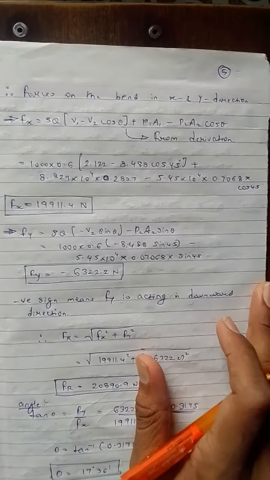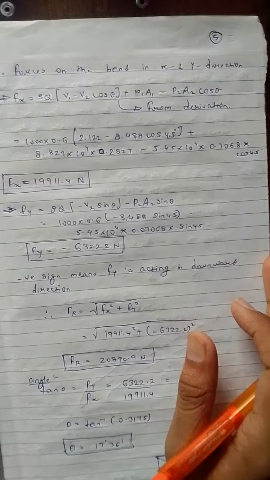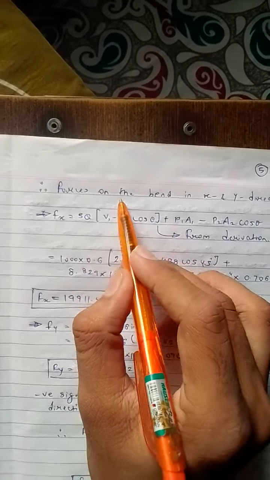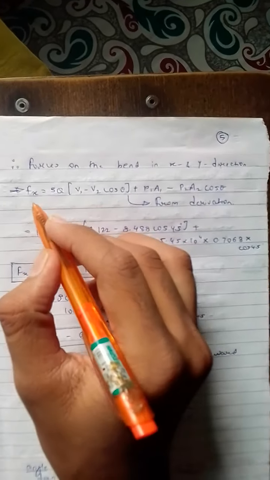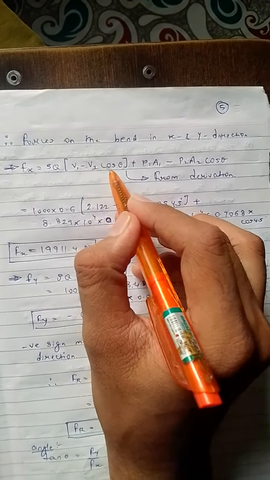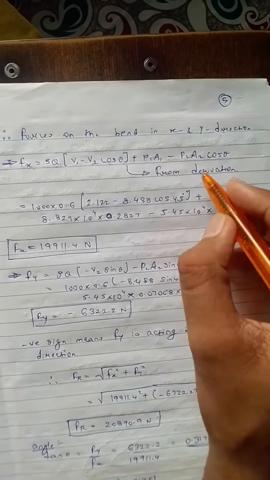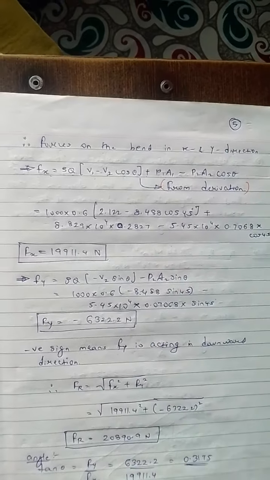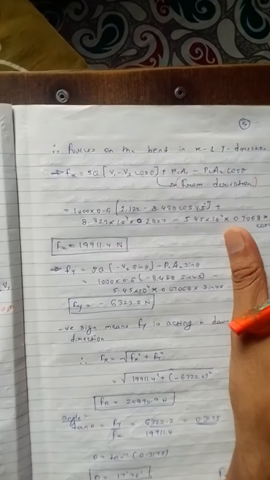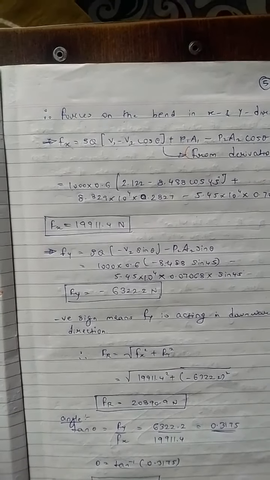So we will be going through the formulas which we have derived in the derivation as we have seen before. The forces on the bend in X and Y direction are given by Fx equal to rho into Q in bracket V1 minus V2 cos theta plus P1 A1 minus P2 A2 cos theta. We have derived this in the derivation. If anyone is not understanding the derivation, then read the derivation properly and get this formula.